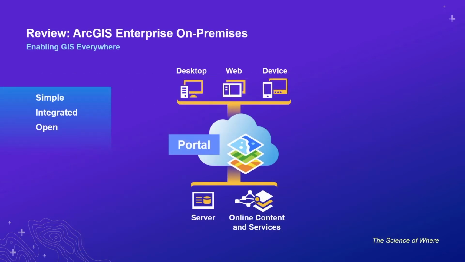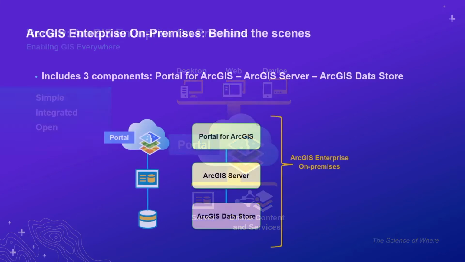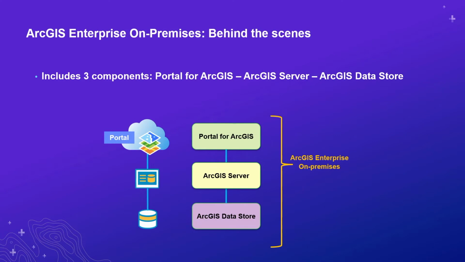Let's briefly review ArcGIS Enterprise on-premises. In the middle here, we have the ArcGIS Enterprise instance, comprised of ArcGIS Server, consuming some online content and services, and above that we have some common clients of ArcGIS Enterprise, including desktop clients, web clients, and various other devices. ArcGIS Enterprise is a simple, integrated, open solution that's available for disseminating GIS content to a large group. Behind the scenes, we're going to focus on the three components that make up ArcGIS Enterprise on-premises. Those include Portal for ArcGIS, the GIS server itself, and the ArcGIS data store. We will not be focusing much on the web adapter today.